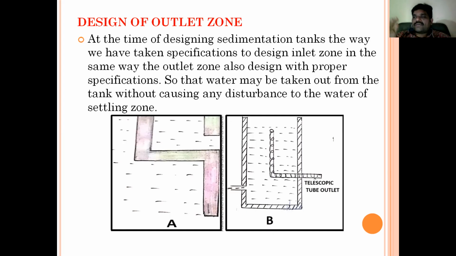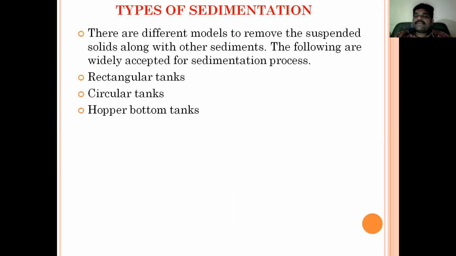Simple, you may have understood. We may have observed this regularly. When you observe a water body, all the heavy or weighted particles will settle at the bottom. Based on gravity, we are just allowing those particles to settle, and those settled particles will be taken off in the name of sludge. Next is types of sedimentation.